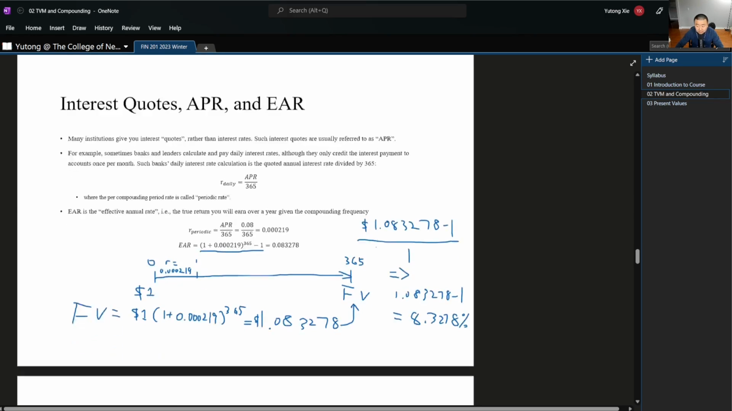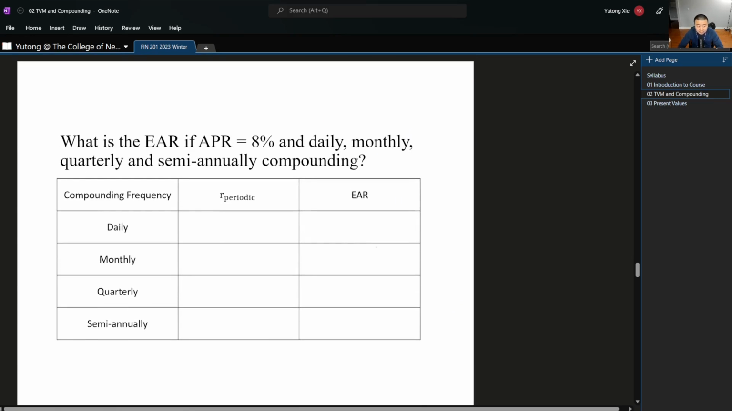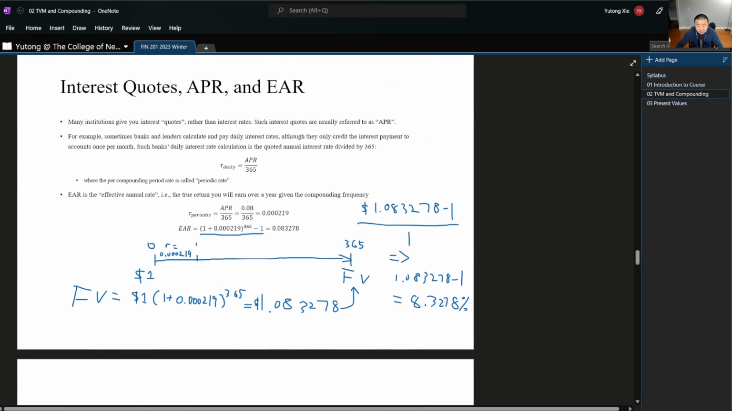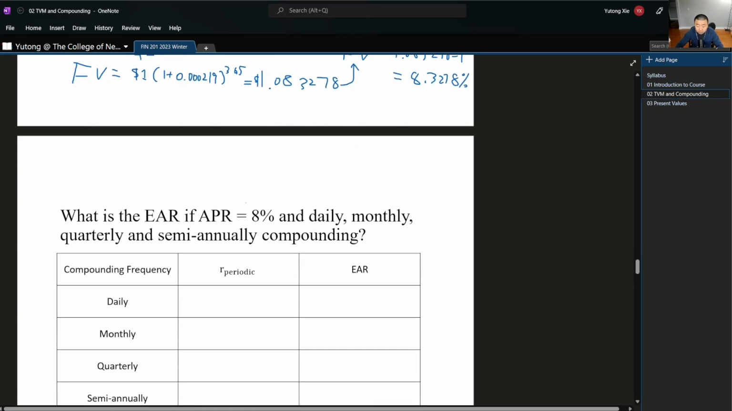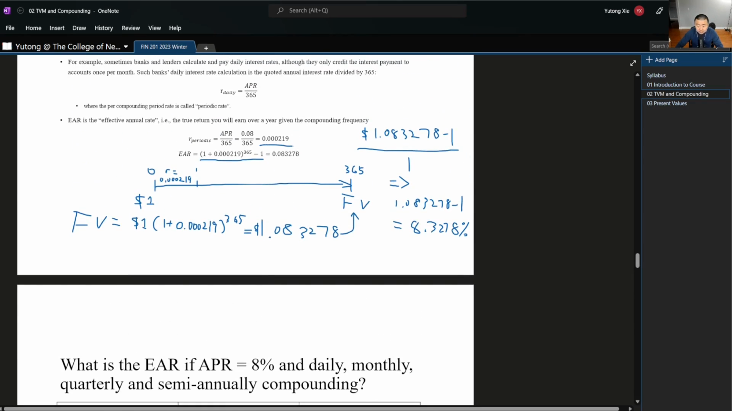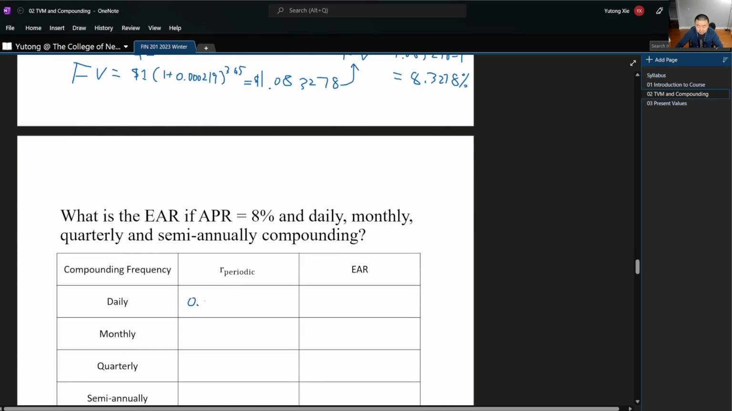So if I keep going, you're going to see that in this table, what you need to do is to convert APR to EARs. This is also in your reading, so I do encourage you to do it yourself. So for the first one, we already know it. We need to first figure out the periodic rate, which is here. And then we got the EAR, which is this. So the periodic rate is going to be 0.000219. And the EAR is 0.083278, right? So this is the APR and the EAR.